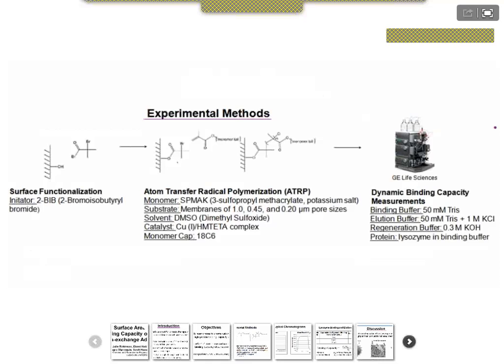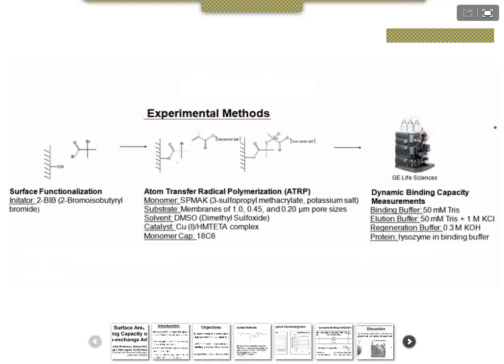Membranes were modified by grafting SPMAK polymer chains from the surface via ATRP. Regenerated cellulose membranes were chosen as a substrate because they have abundant hydroxyl groups that can be converted to give the membrane functionality. And this is the first step. The surface is activated by converting the hydroxyl groups to bromide using a 2-BIB initiator.